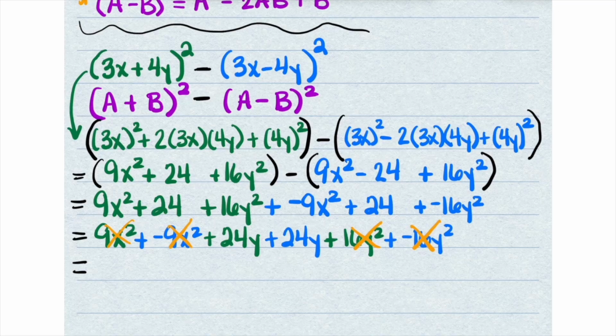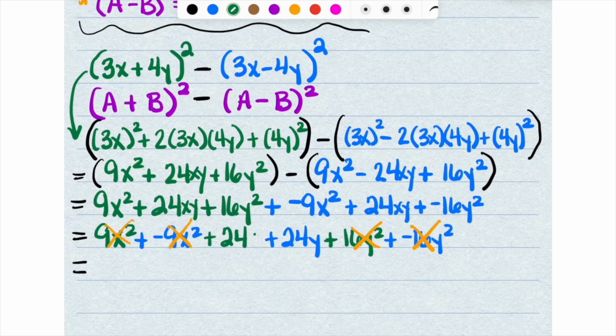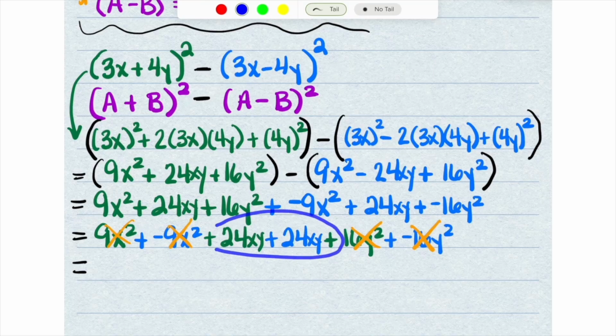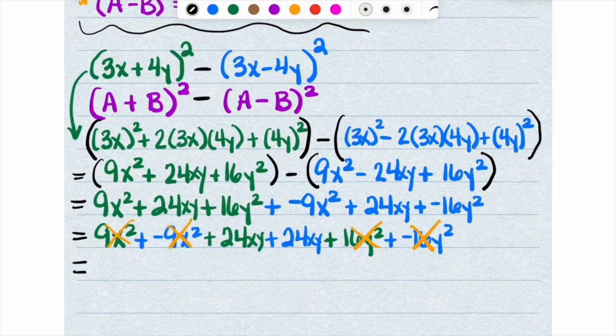Okay, so let me fix that. XY, XY, XY, XY, XY. This is the last problem, right? Thank goodness. Okay, so we getting tired, boss. All right, so this is all we have left. So that's going to be a 48 XY.